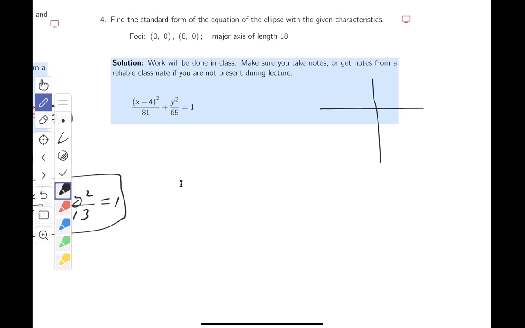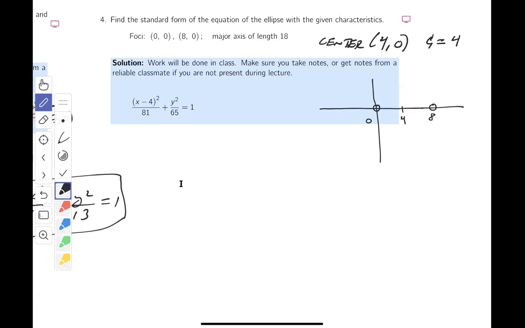And the foci are at 0, 0. That's easy. The other focus is at 8, 0. And then when I do that, this is 0 and this is 8. So the center of that would have to be 4. So I know the center. I'm going to write that down for you. The center is going to be 4, 0, right? I also know the c by looking at that. And what's the c going to be? It's going to be 4.